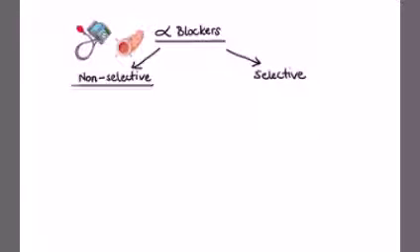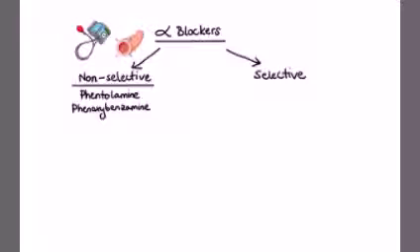As you might have guessed, non-selective agents can block both alpha-1 and alpha-2 receptors. Examples of these are phentolamine and phenoxybenzamine, which are used in the treatment of hypertension, specifically caused by pheochromocytoma, which is a tumor of the adrenal glands that secretes norepinephrine and epinephrine.